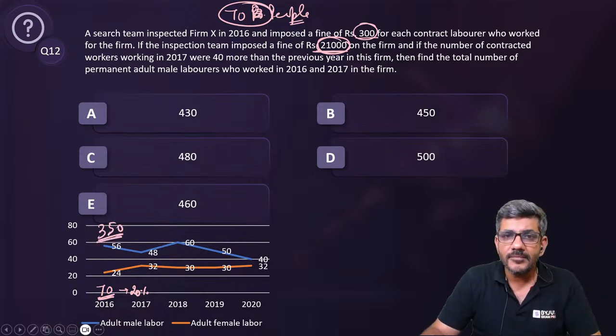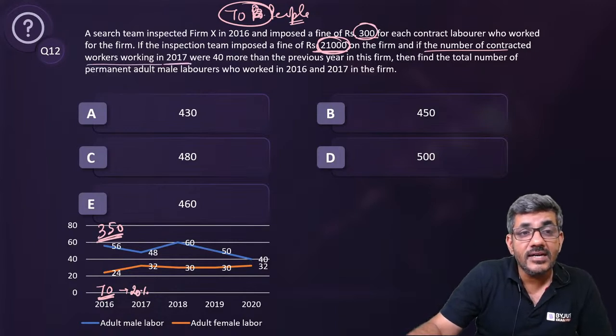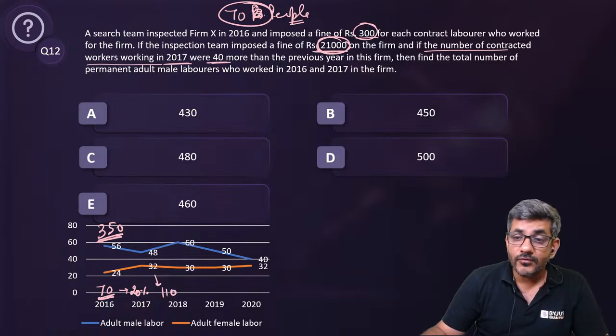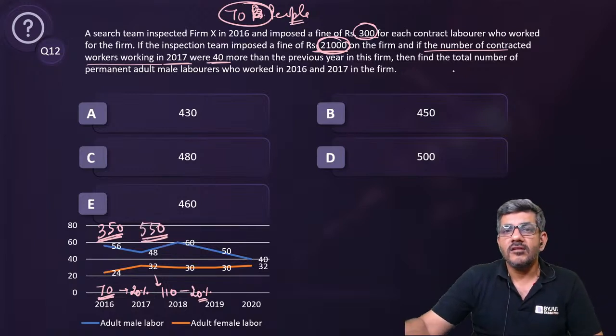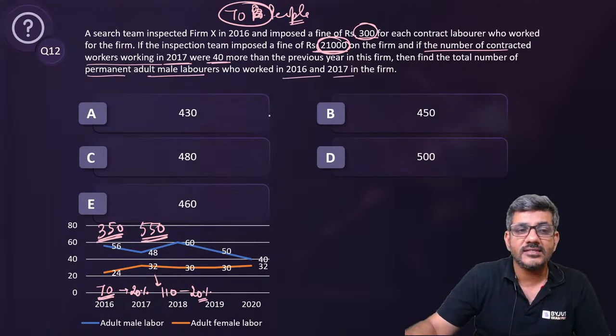Total is 350. Next, if the number of contracted workers working in 17 was 40 more than this, 17 में contract laborers कह रहा है 40 ज्यादा है, 110 हो गए. और यहां पर भी वो 80% है because 48 plus 32, right, that is equal to 80, तो 20% है. So if 20% of the total is 110, that means total must be 550 there. Then find the total number of permanent adult male laborers who worked in 16 and 17.